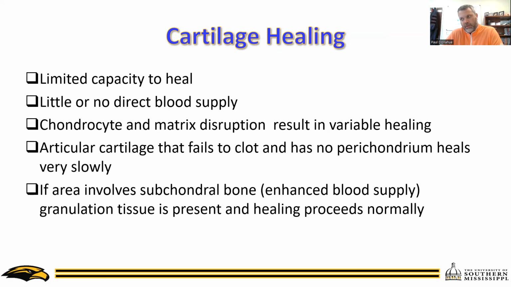Now, when we specifically look at some of these soft tissues, some are going to be much more prone to healing versus others. So cartilage is one of the ones that doesn't heal very well, and it has a very limited capacity. And this comes down to blood flow. If we think back to our stages of healing, if we have little or no direct blood flow supply, we're not going to see the inflammatory response. So we're never really going through that healing process.